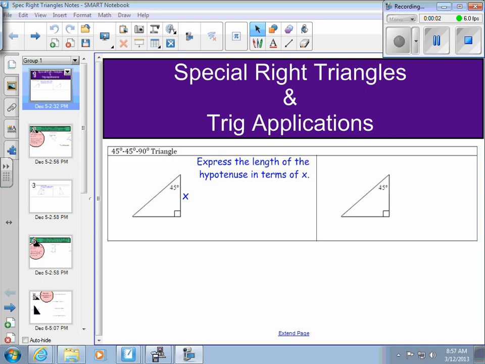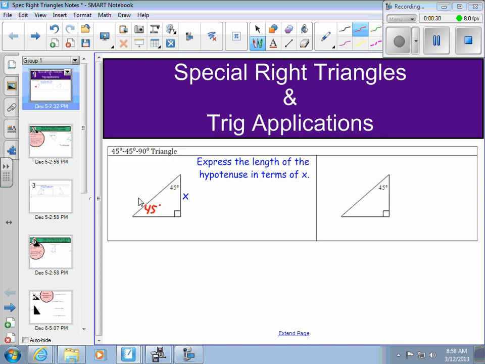All right, welcome back. We're going to look today at some trig stuff that includes special right triangles. So we're going to look at two types of right triangles that show up quite a bit just in architecture and everyday life. The first one of these is a 45-45-90 triangle. That means you have two 45-degree angles as well as a 90-degree right angle.